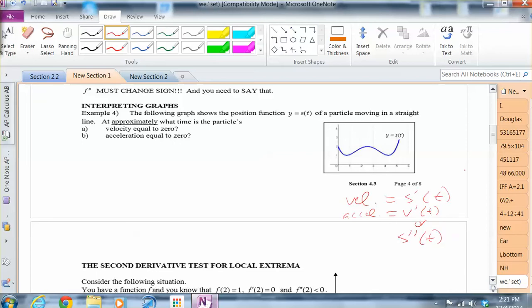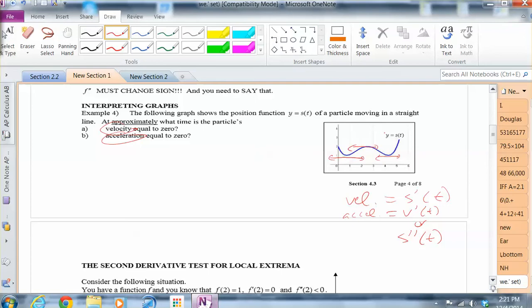And now that we know that when your second derivative is positive, it's concave up, and when your second derivative is negative, it's concave down, we can now utilize that to help us answer these two questions. Well, if velocity equals 0, I think that should be pretty easy. That's when we have horizontal tangent lines, right? Because that's when the derivative is 0.